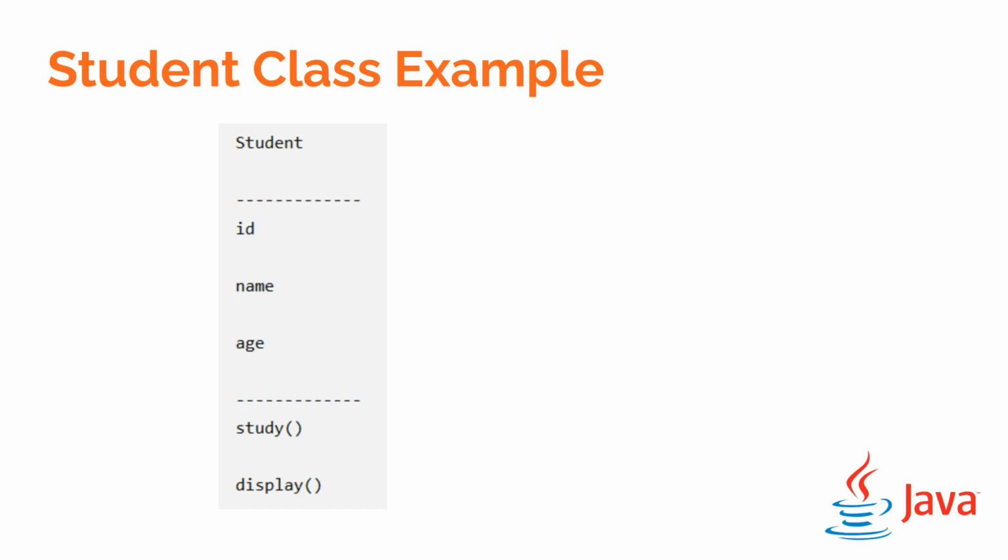ID, a unique identifier for the student, typically an int or string in Java. Name, the student's name, typically a string. Age, the student's age, typically an int. Third, methods, behaviors. This section defines the actions or behaviors that a student object can perform. Study(), a function that defines what happens when a student studies. Display(), a function used to print out or showcase the student's details, like their name and ID.